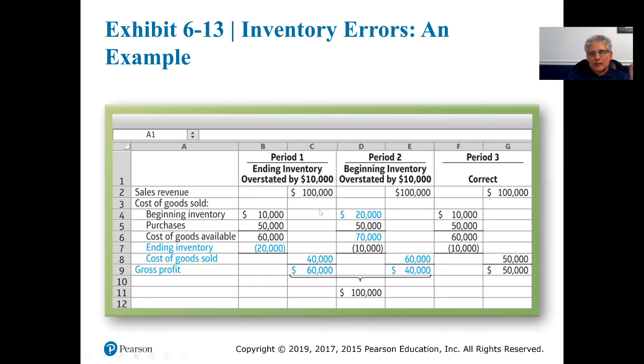Now, if you add the two periods together, because we got this number right and we got this number right, it's still 100,000. But what we've done is we've overstated income in one period and understated it in the next period. What's the relationship? The ending inventory affects the beginning inventory for the following period. So if that ending inventory is wrong, it impacts two periods.